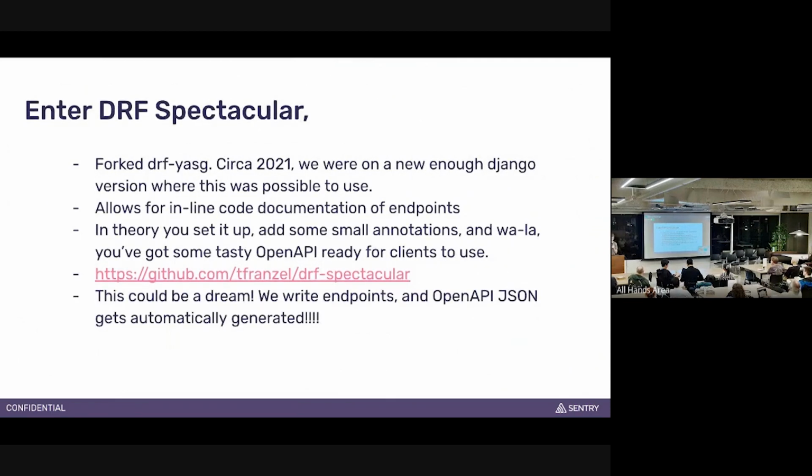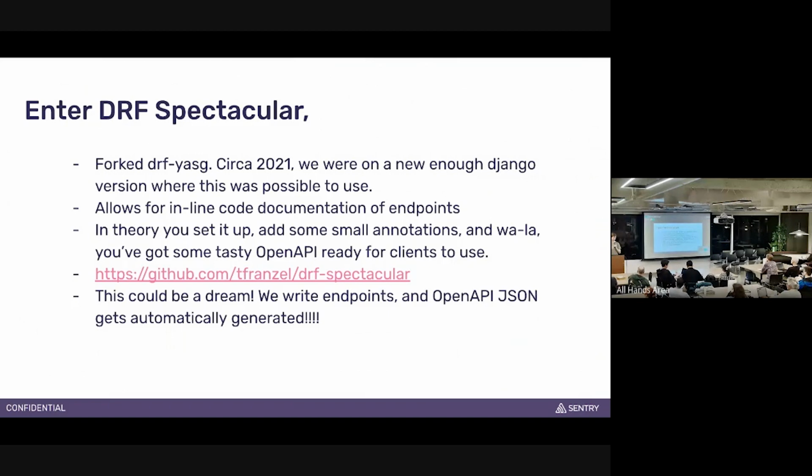And so basically, we finally got on a new enough Django version where we could start looking at tooling. There's a good one called DRF Spectacular, a forked version of DRF-YASG, if you've used that before. What that allows you to do is more inline documentation of endpoints, and it parses your entire Python model of all of your endpoints and iterates through, turning each endpoint into OpenAPI JSON.